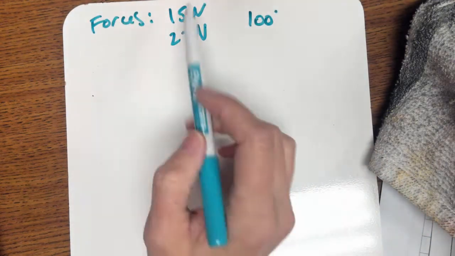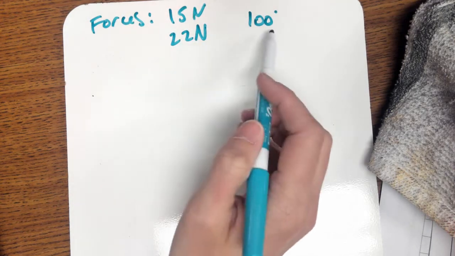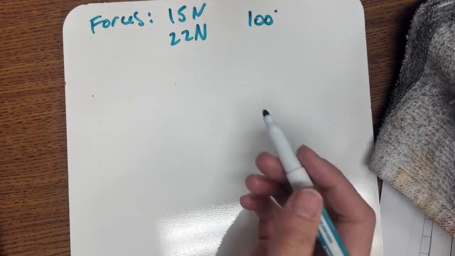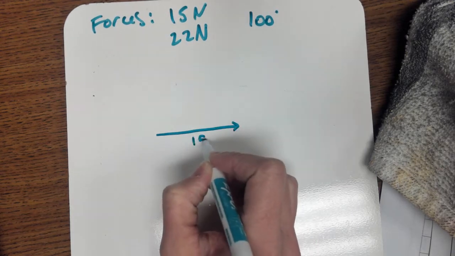Okay, so now we've got forces that are acting on a point in a plane. We've got two forces, 15 and 22 newtons. The angle between them is 100. So if I were to sketch that out, I'm just going to draw my 15 newtons horizontally.